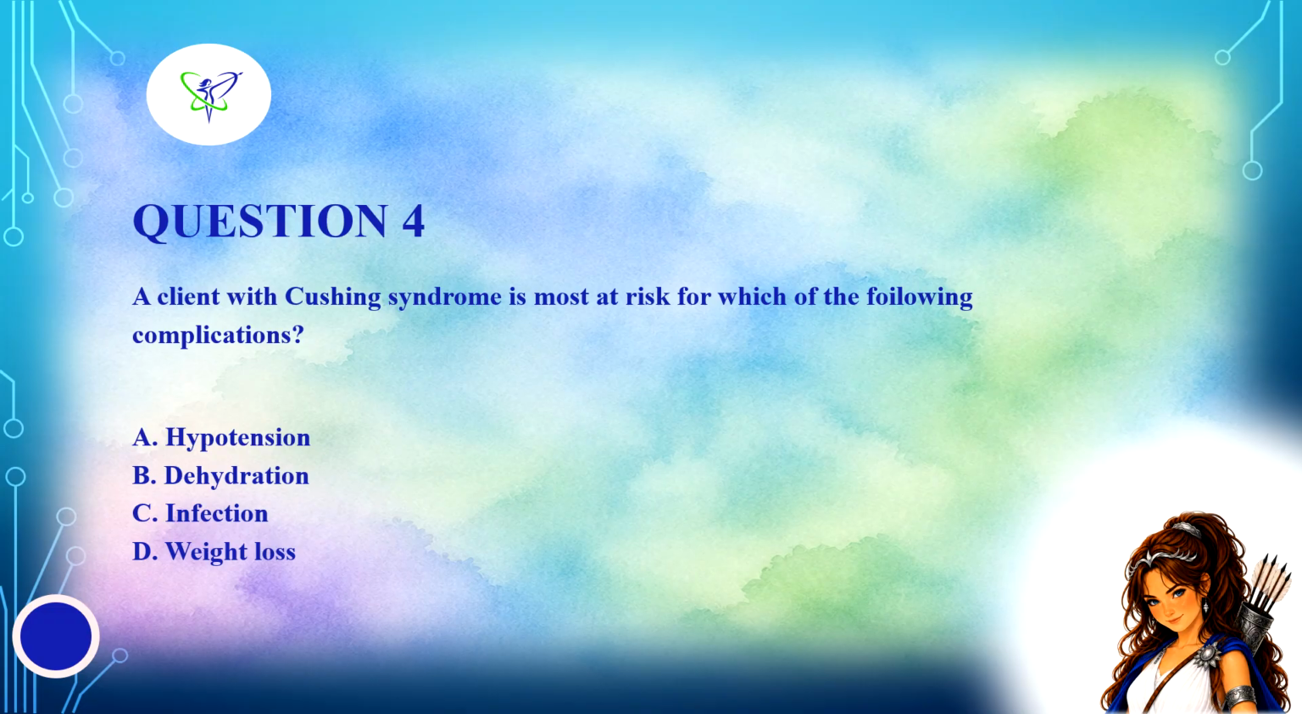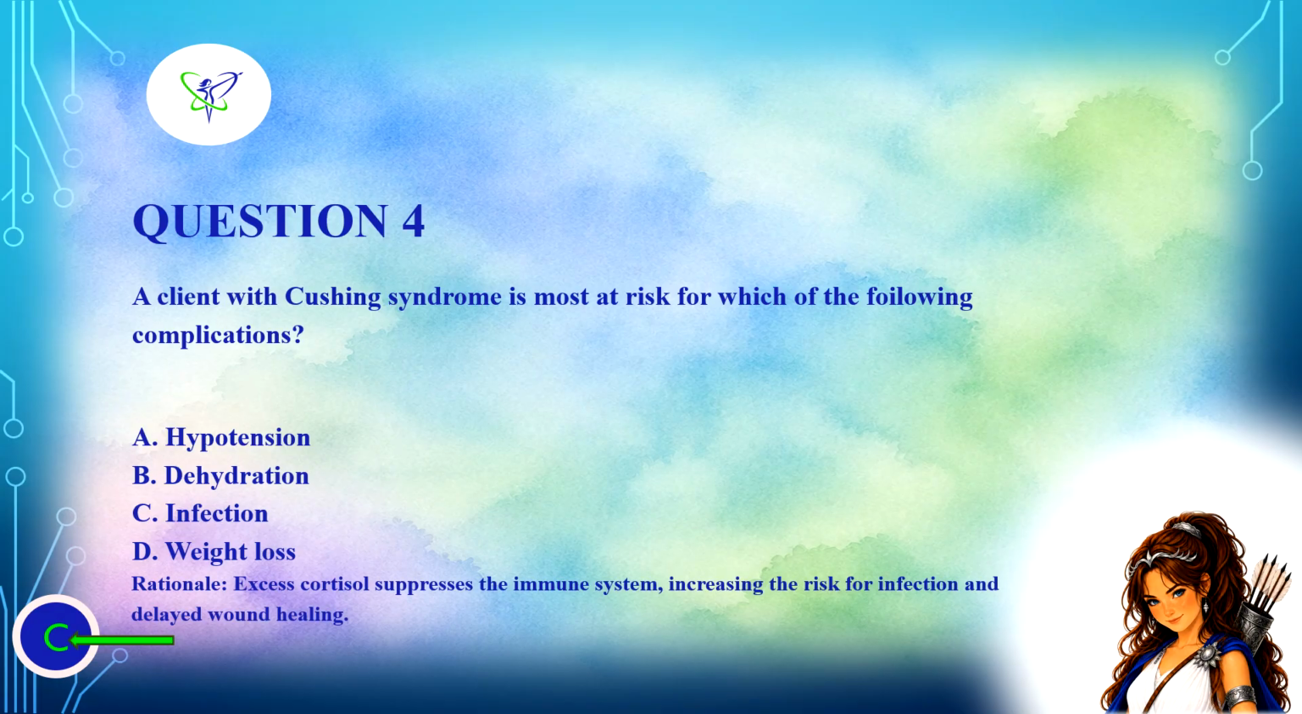Question 4. A client with Cushing syndrome is most at risk for which of the following complications? A. Hypotension, B. Dehydration, C. Infection, or D. Weight loss. I'm going to say C. Infection. Artemis, can you tell me if I'm right, please? And Artemis says, yes, it's infection. Can you give me rationale? Excess cortisol suppresses the immune system, increasing the risk for infection and delayed wound healing.